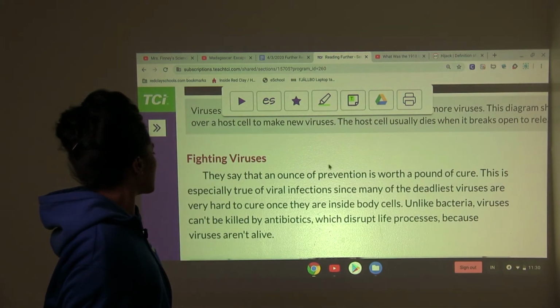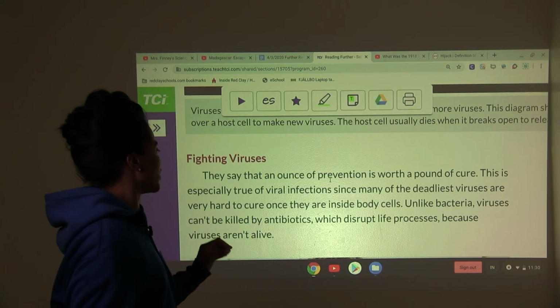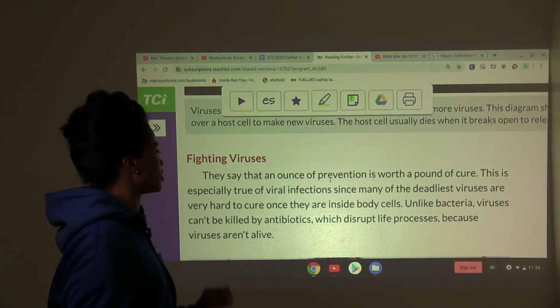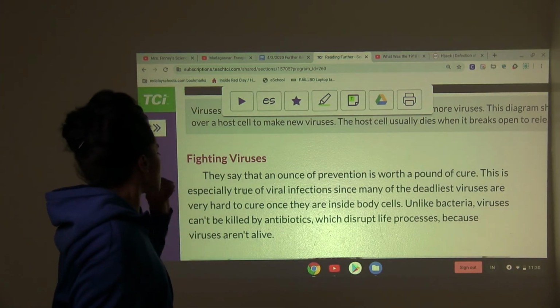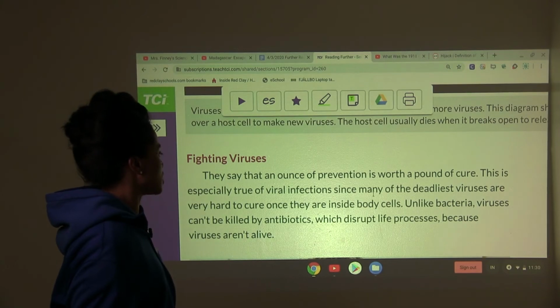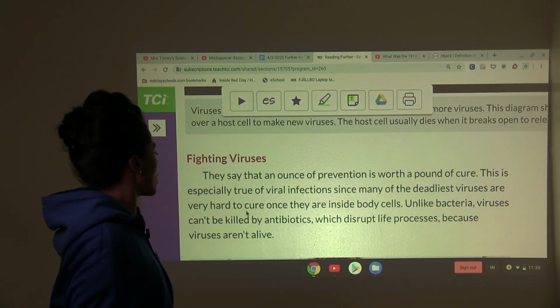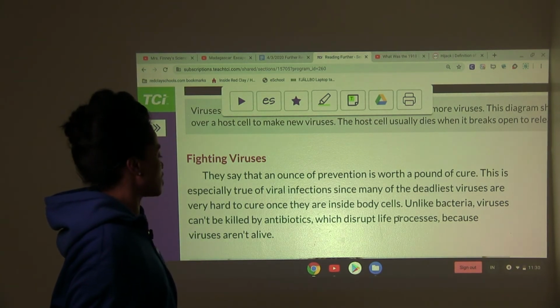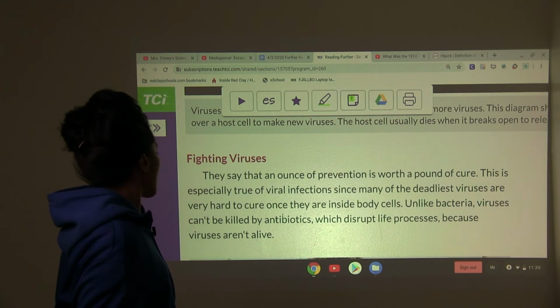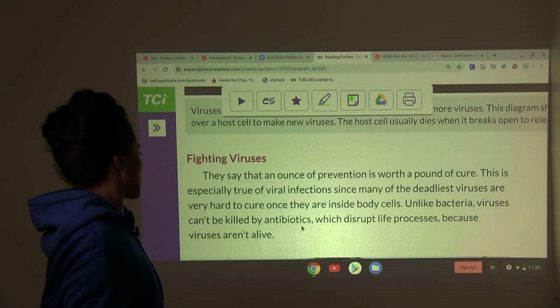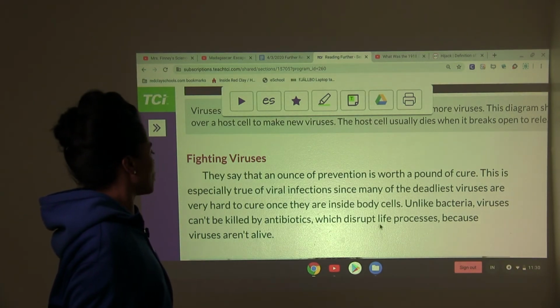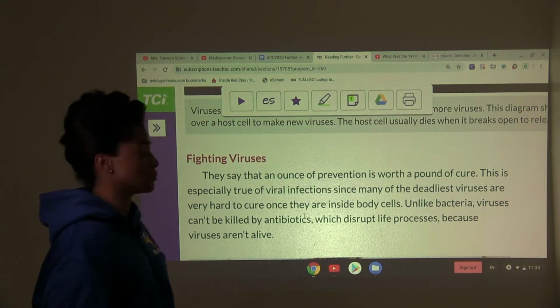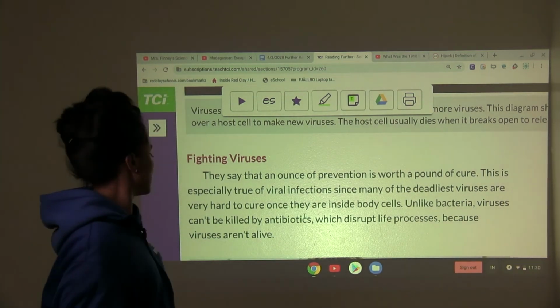Fighting viruses. They say that an ounce of prevention is worth a pound of cure. This is especially true of viral infections, since many of the deadliest viruses are very hard to cure once they are inside body cells. Unlike bacteria, viruses can't be killed by antibiotics, which disrupt life processes because viruses aren't alive.